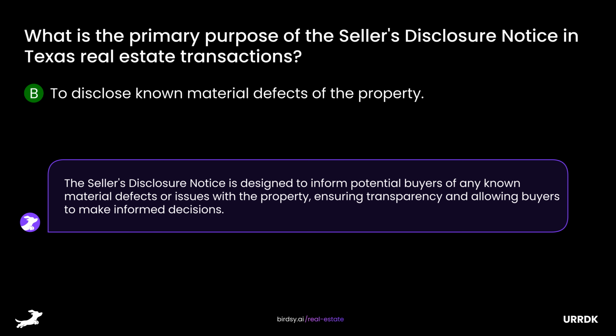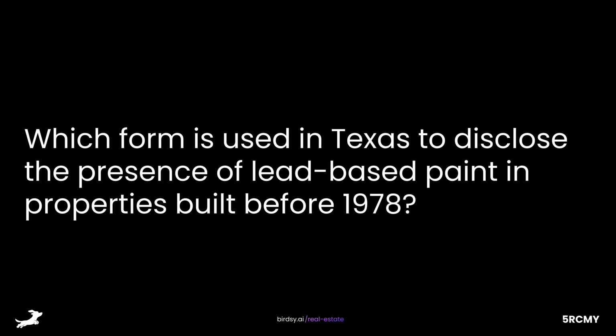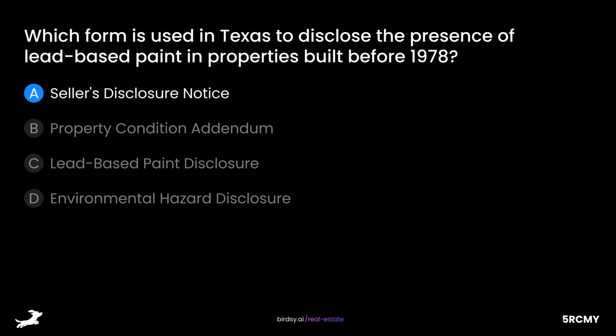The seller's disclosure notice is designed to inform potential buyers of any known material defects or issues with the property, ensuring transparency and allowing buyers to make informed decisions. Which form is used in Texas to disclose the presence of lead-based paint in properties built before 1978? Is it A, seller's disclosure notice, B, property condition addendum, C, lead-based paint disclosure, or D, environmental hazard disclosure? The answer is C, lead-based paint disclosure.